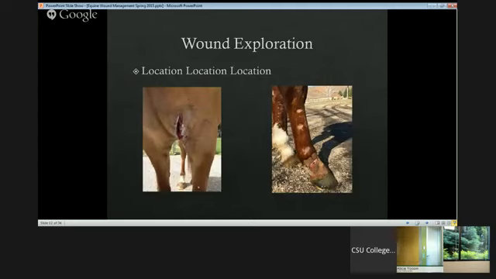The location is so important, like Dr. Yoakum talked about, especially with the lower limb. There are so many structures that can be involved, and so we begin a wound exploration with consideration of all of the anatomy and the possibilities for complications to the structures that are around the wound.